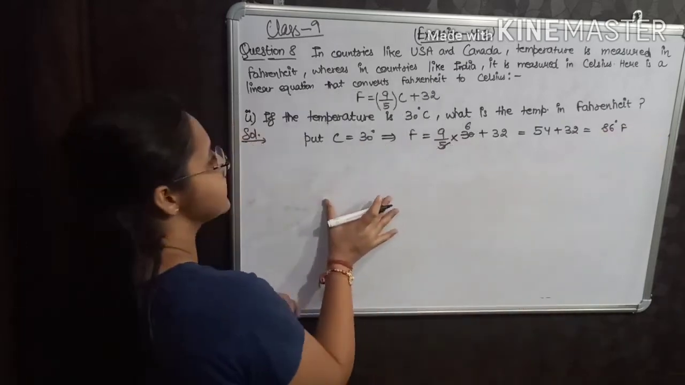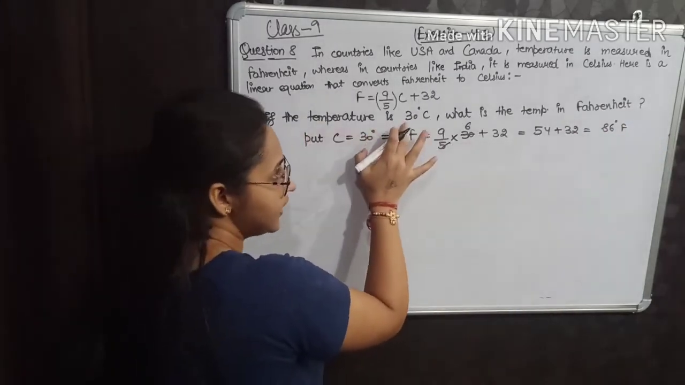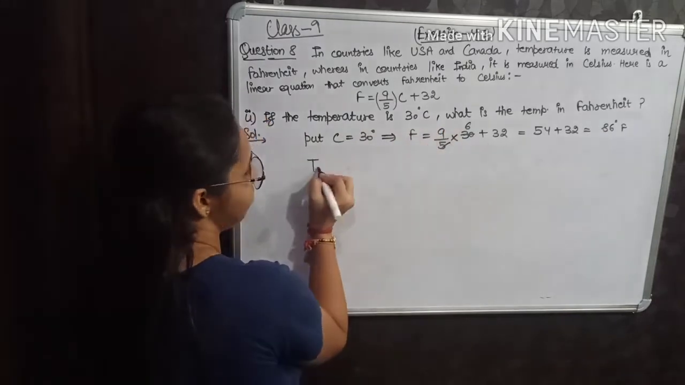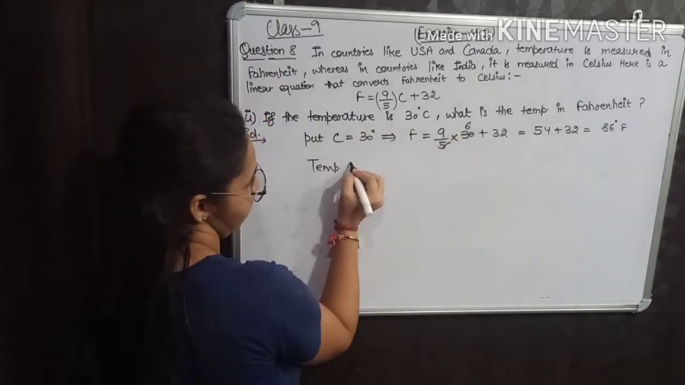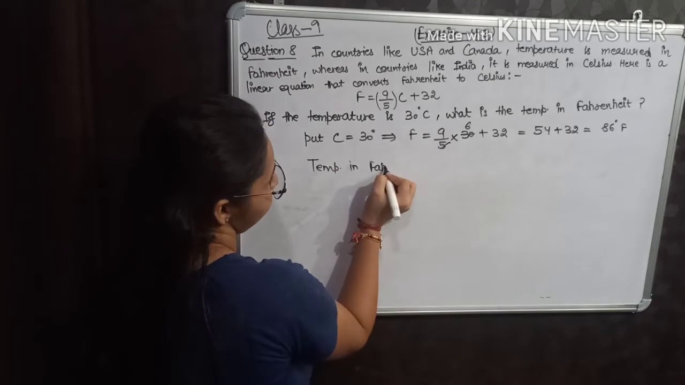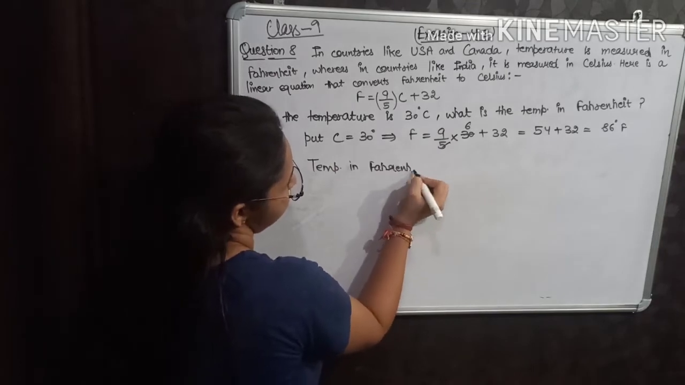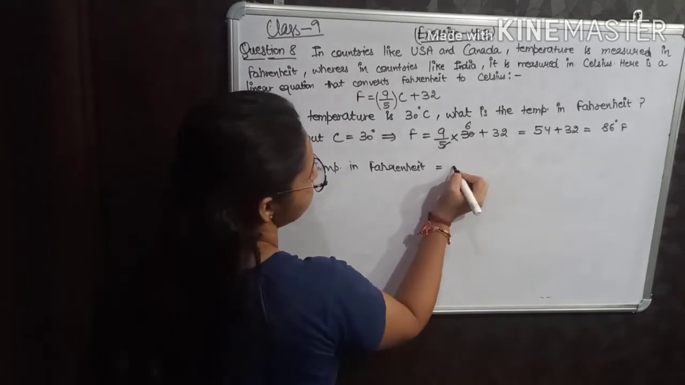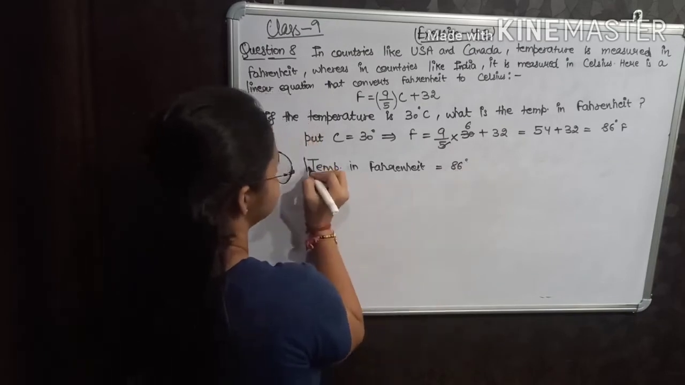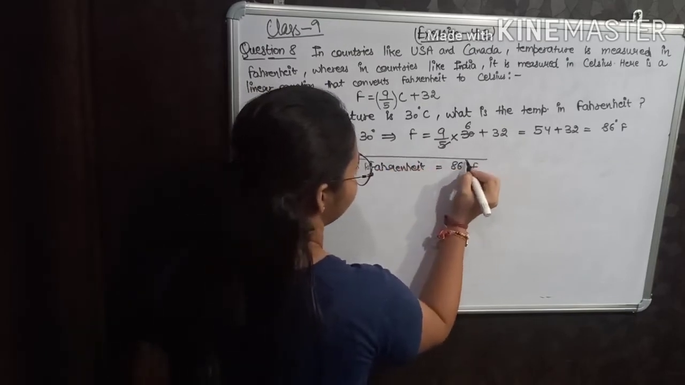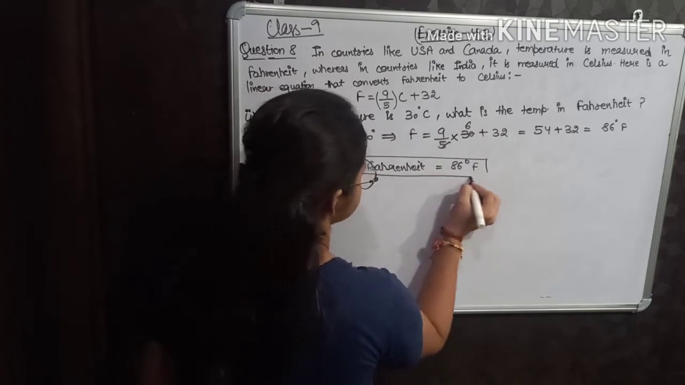Okay, so you can say that if the temperature is 30 degrees Celsius, then the temperature in Fahrenheit is equal to 86 degrees. Okay. This is the answer.